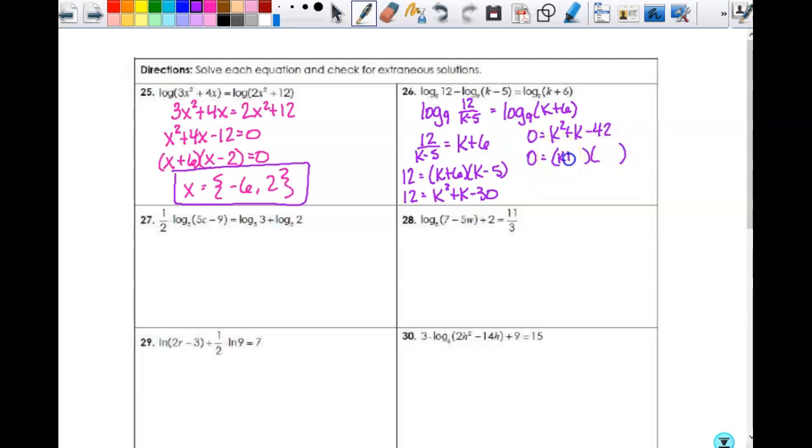It'll be k plus 7, k minus 6. So k is equal to -7, 6. So then I check for extraneous solutions. When I substitute -7 in right here, that's going to be a problem. But 6 works in all of them, so this one right here is extraneous. And k is equal to 6.